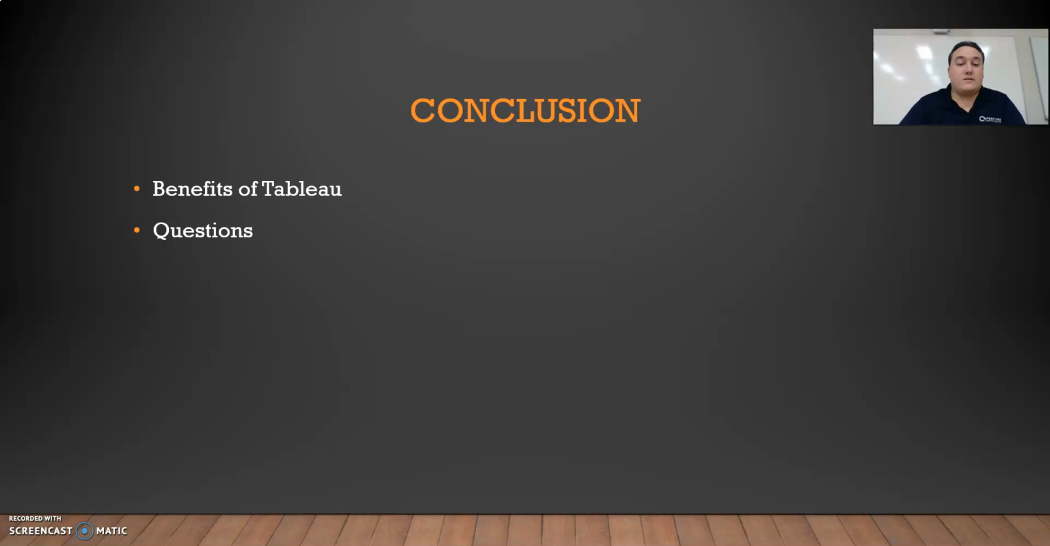So all in all, I thought Tableau was just so much better than Excel, just because of how easy it is to use, and you don't have to memorize any kind of functions or anything like that. It does everything for you. It's drag and drop.